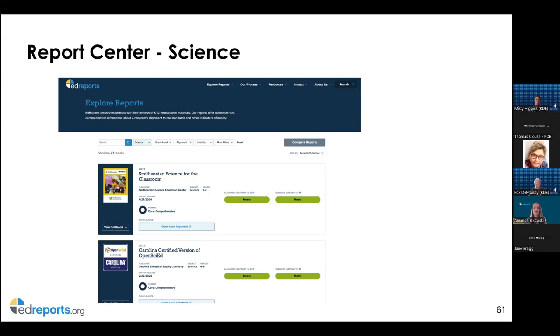You can also utilize the search bar and some of those filters to look at things like alignment, specific grade level spans, and things like that. You'll see a snapshot of each report on the screen, and then you can click to dig a little bit deeper to read that full report or to look at grade level alignment across the different grade levels that program provides.